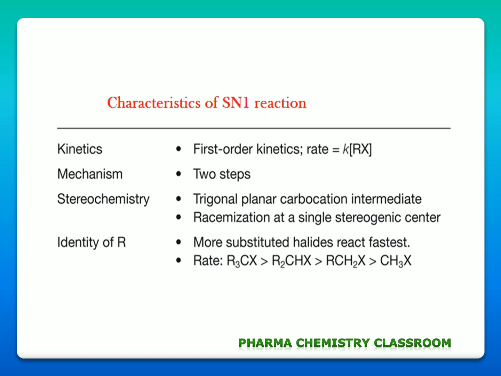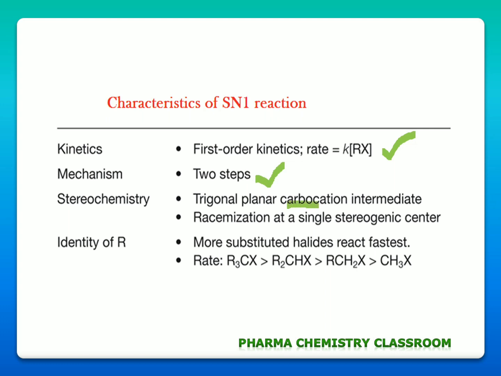Next we will see the characteristics of SN1 reaction. Just like SN2 reaction, here the kinetics follows first order kinetics. Rate is directly proportional to the concentration of alkyl halide alone. Nucleophile has no effect on the rate of the reaction. Mechanism follows two steps. First one is the formation of carbocation. Next is the attack of nucleophile on the carbocation. Stereochemistry is based on the geometry of the carbocation.